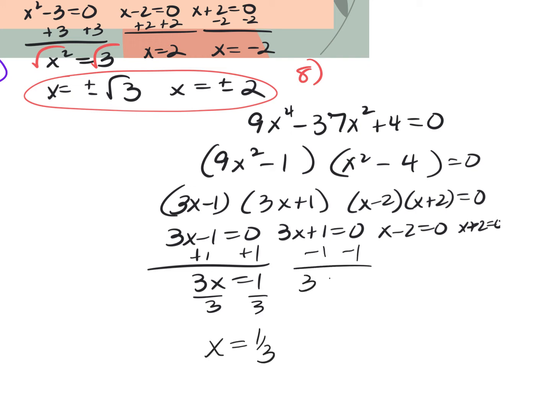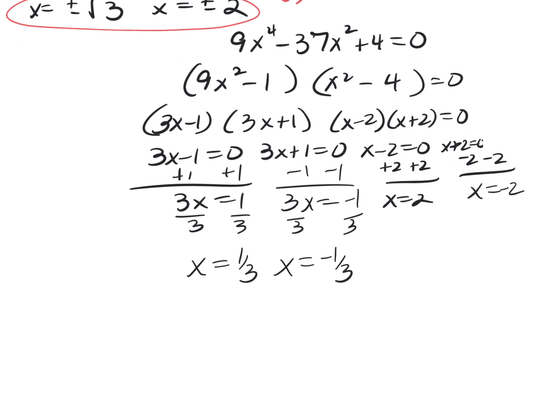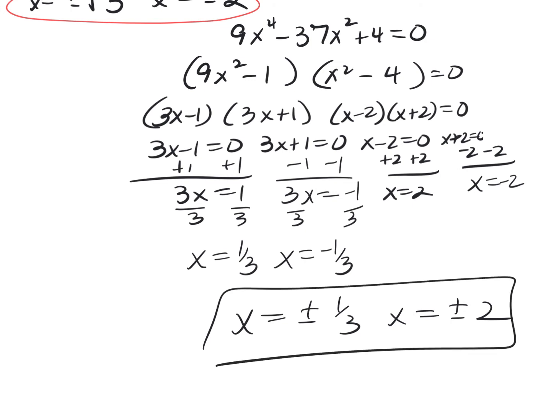Subtract 1. Divide by 3. x equals negative 1/3. And then over here, add 2. Subtract 2. So final answer, you can write it as plus and minus 1/3 and plus and minus 2. Either way.